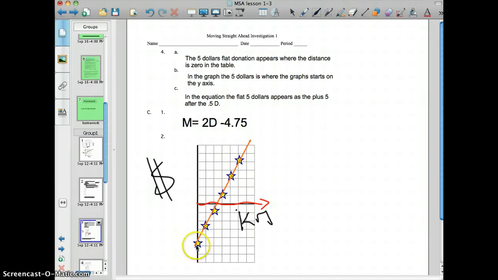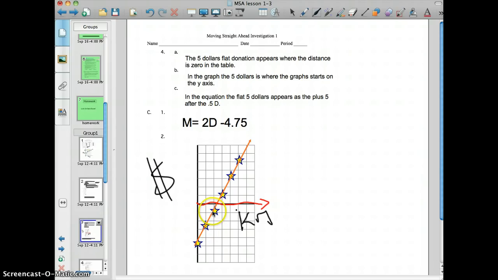So if he doesn't walk, and notice here's our graph, here's money, here's our distance. With our graph, if he doesn't walk any laps, he's going to owe $4.75. Notice how it's below this red line here, which is our x-axis. He's going to owe $4.75. So he better start walking, right? If he walks one lap, he'll only have $2 minus $4.75. He's going to still be in the hole, $2.75.